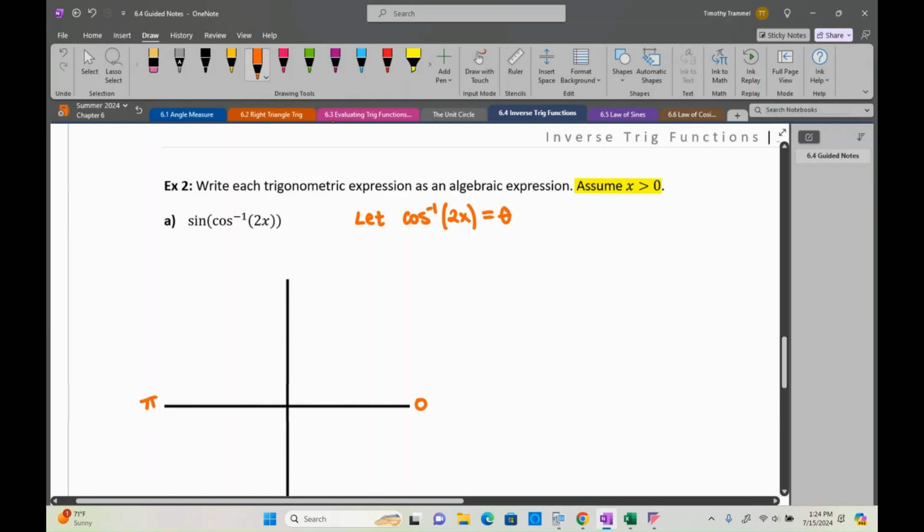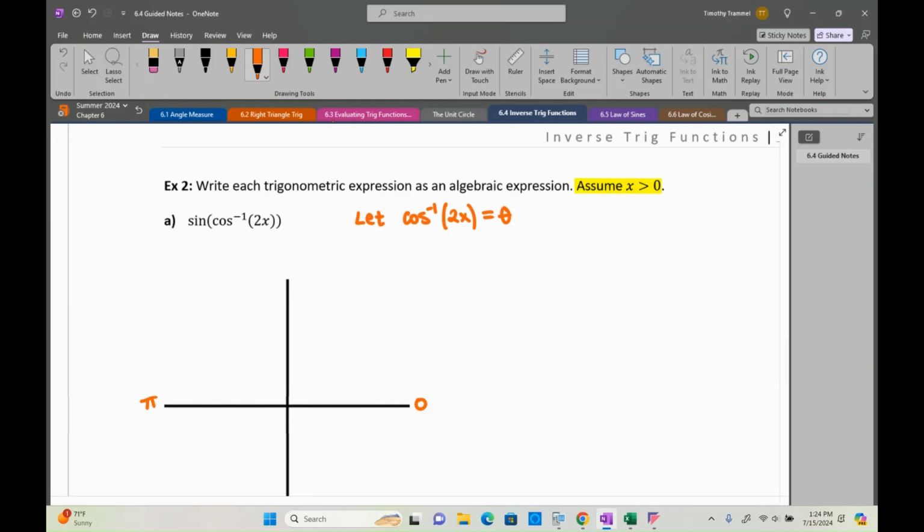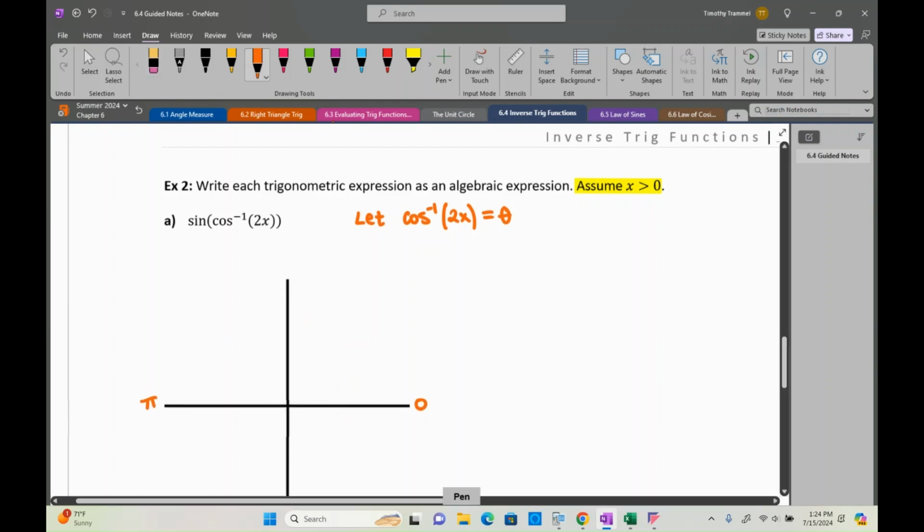So if it's cosine inverse of a positive number, we'll end up here in between 0 and pi over 2. And if it's cosine inverse of a negative, we'll end up somewhere between pi over 2 and pi. And this is just because cosine is negative in this quadrant, cosine is positive in this quadrant. So whenever they say this, what they're really telling you is that this angle that we let be equal to theta at the very beginning is going to be a quadrant 1 angle.